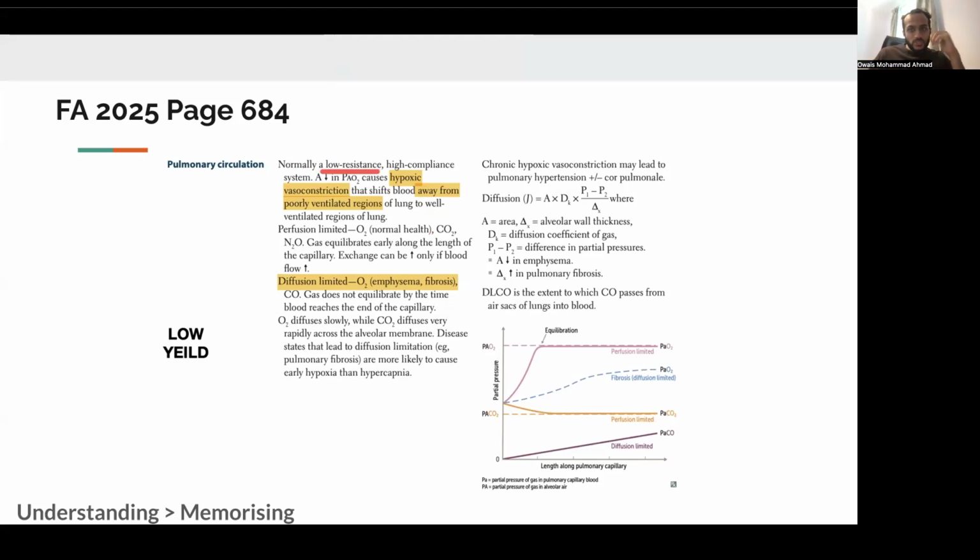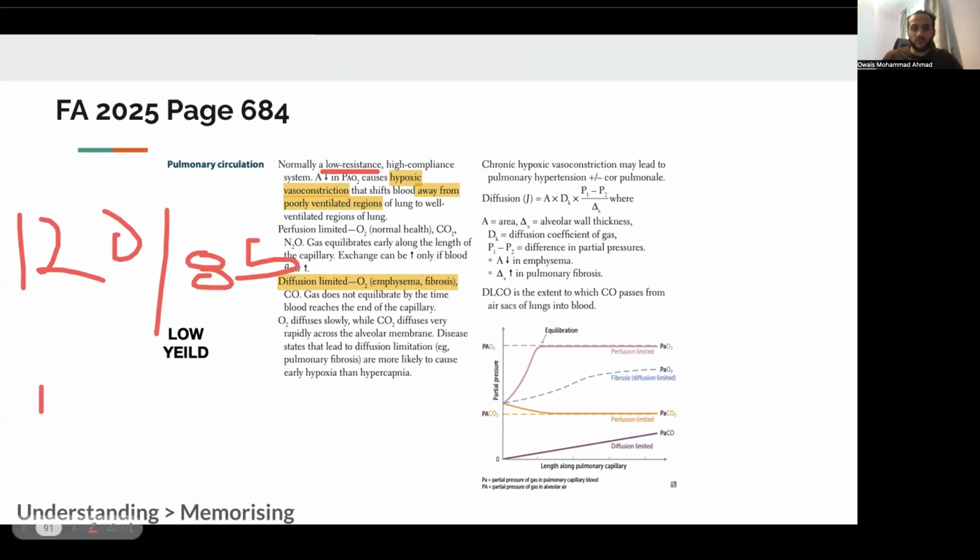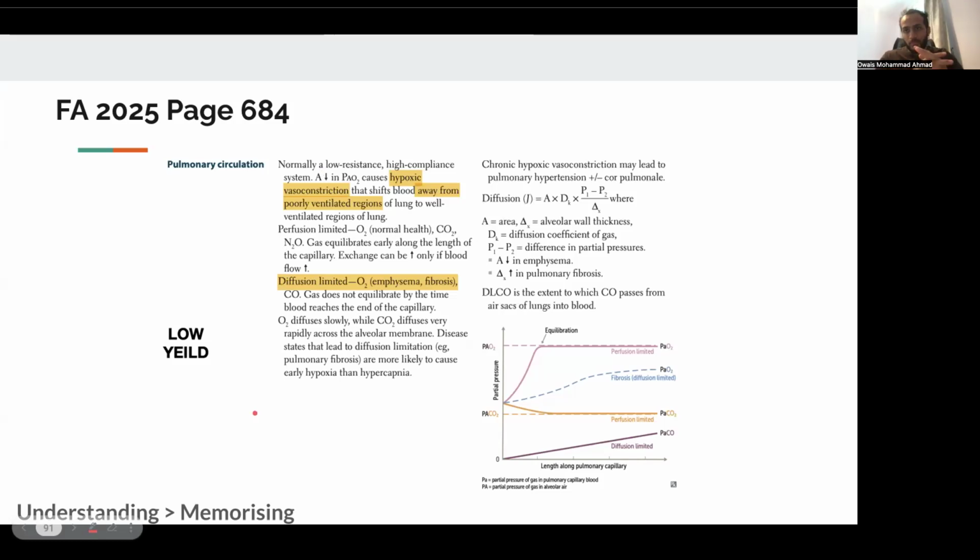If I compare it to the systemic system, which is our blood system, it is very high. I would say our pressure in our arteries is 120 by 80. If I compare it to the pulmonary system, it's very low. It's around 15 by, I would say, 8 millimeters of mercury. So it's a low pressure system, or normal to low pressure system. The second thing is that it's high compliance.